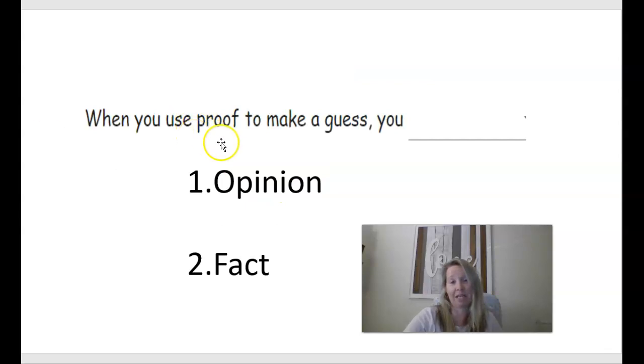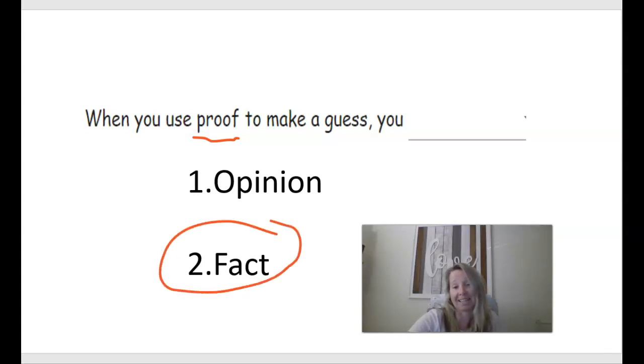The next one says, when you use proof to make a guess, you are using an opinion or a fact. And we're going to use this key word right here, proof. This is going to be one of our context clues that helps us figure out which one to choose. Which word means proof? Is that an opinion or a fact? It's going to be a fact, right? So when we are using proof, we are finding something that's true and we're saying, hey, here's my fact to support my argument.